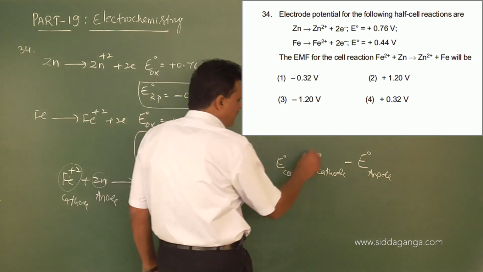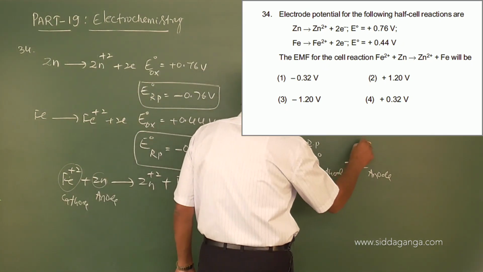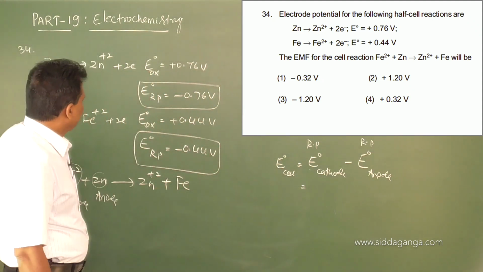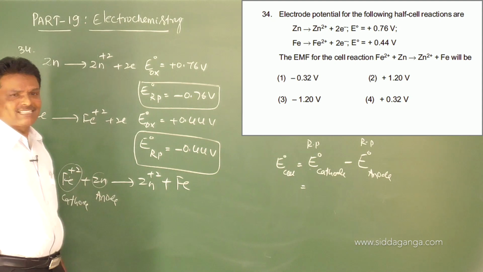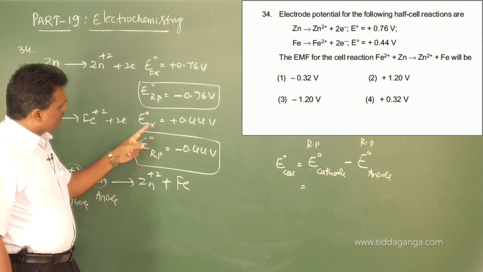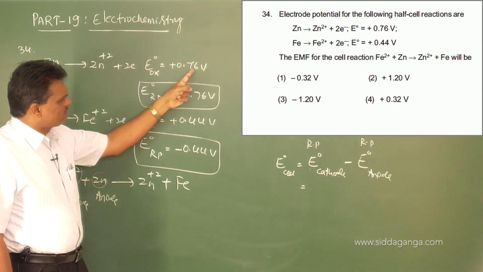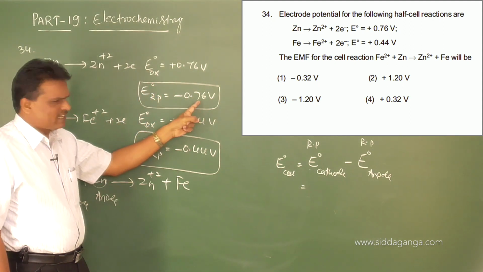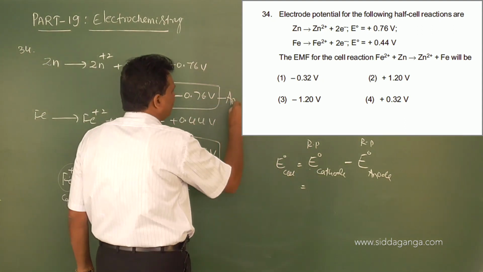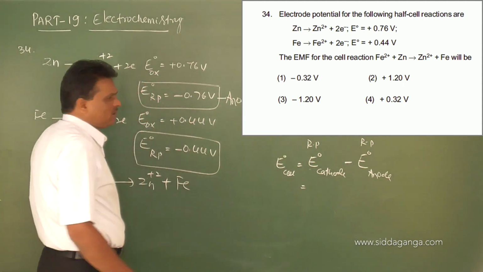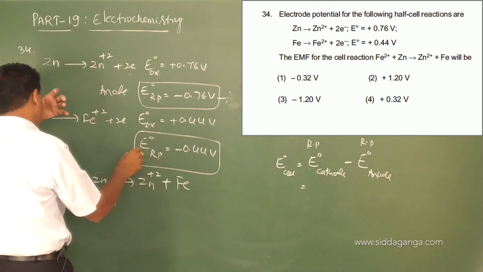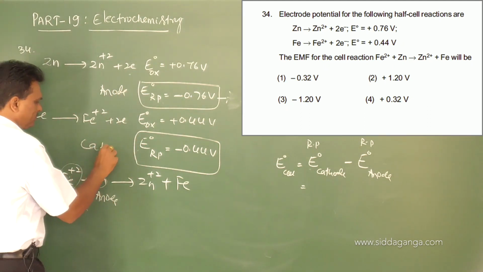So the reduction potential of cathode and reduction potential of anode. Among these two, which one is cathode? Electrode with higher SRP value is cathode. Look, I have taken the reduction potential here. The oxidation potential is 0.76, which means the reduction potential is minus 0.76. Is it clear? This acts as anode. So this is anode. Here it acts as cathode.